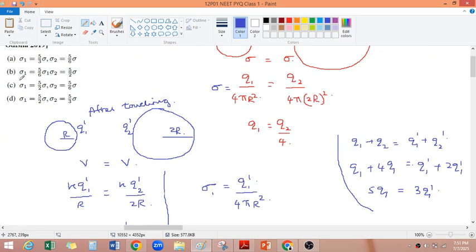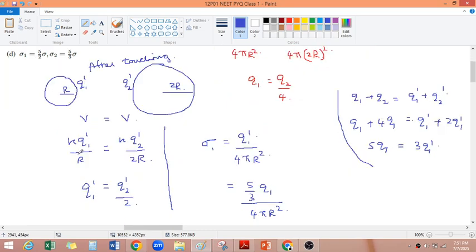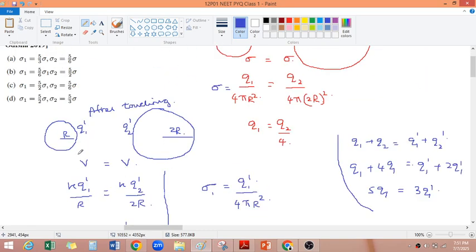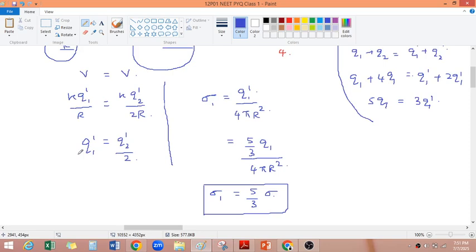Five by three, I have only one choice. So most probably I think it will be the first one. Let's double check the second part also. So following up to this, any doubts? Yes, sir. No doubt, sir.